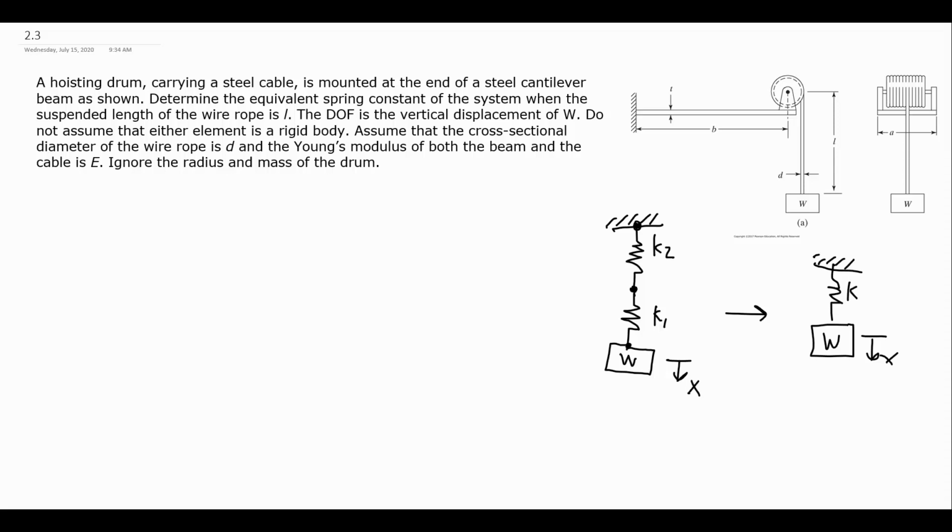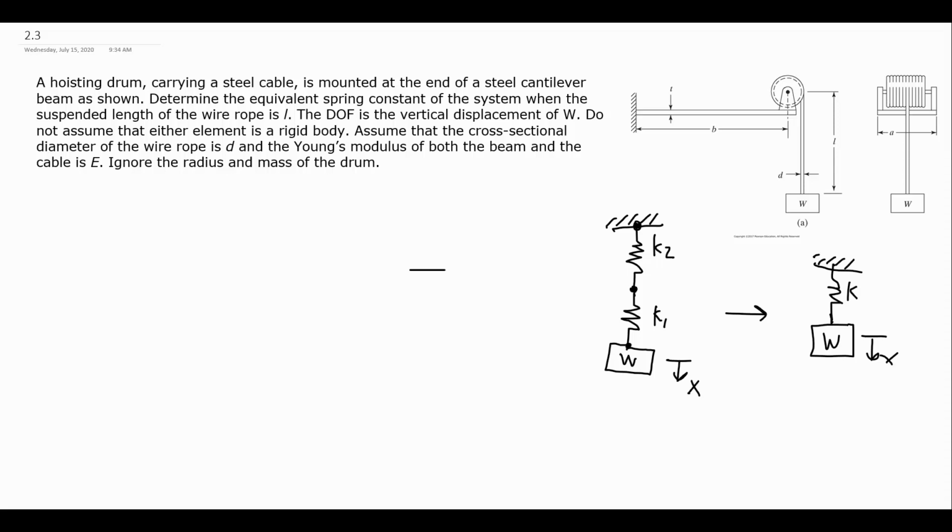So let's go about finding spring constants K1 and K2, and then we can further simplify it down to that single equivalent spring of our system, W. And once again, I'll point out that we are tracking our degree of freedom to be the vertical displacement of W, and that is going to determine K1 and K2, which are going to determine K. If I were tracking a different degree of freedom, I would be getting a different spring constant out of this.